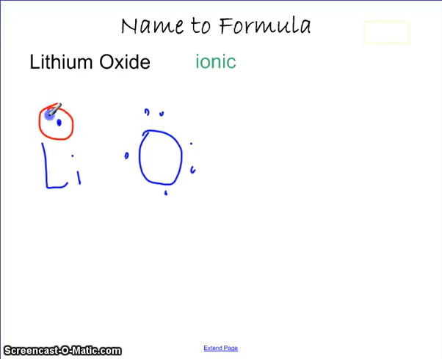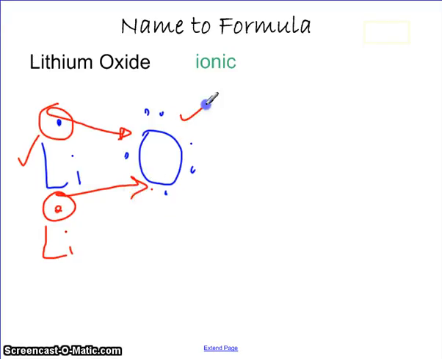Lithium will still lose its electron, give it to oxygen. Lithium is stable. However, when oxygen gains this 1 electron, it only has 7 valence electrons, so it is not stable yet. So what happens is we actually have another lithium that comes and gives its electron to oxygen as well. Now oxygen is stable and both lithiums are stable. For this formula, it took 2 lithiums, so we show that by saying Li2. There's only 1 oxygen, so we just put the O.